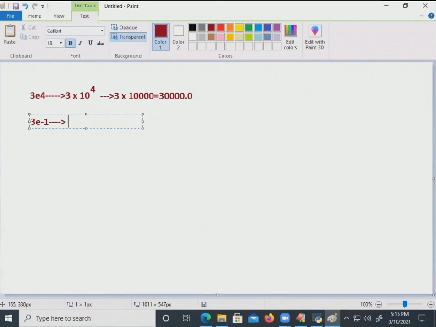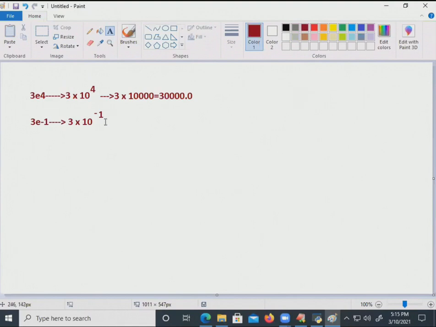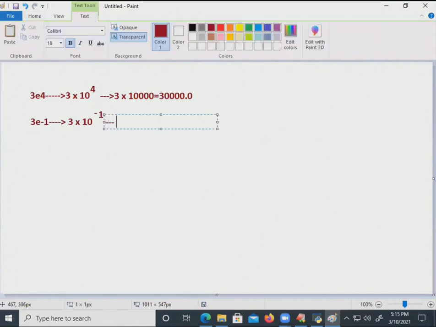Coming to the point. 3 into, come on, tell me. 3 into 10 to the power of what? Minus 1. 10 to the power of minus 1. That is equal to what? 3 by 10. That is equal to what? 0.3. This is the result. Are you getting me?